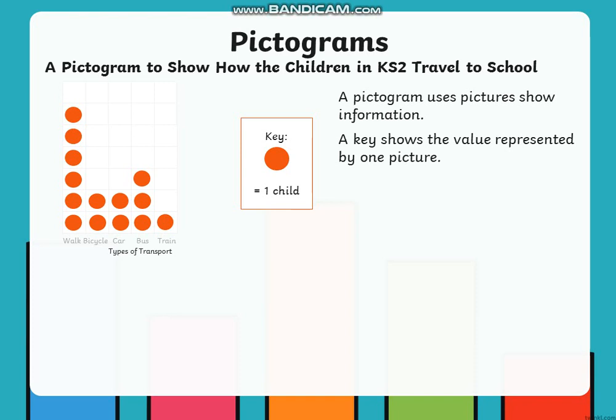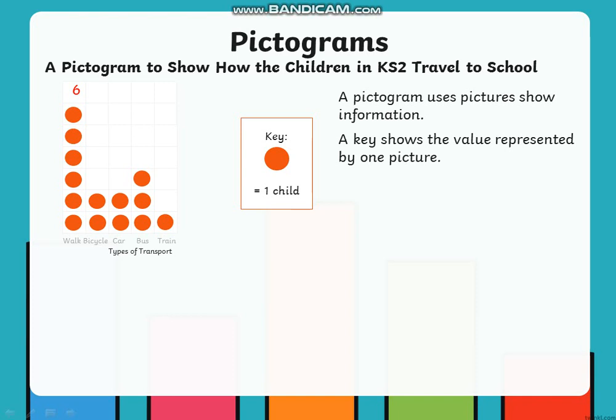Before we start answering our questions, we first have to figure out how many children go walking. So let's count the circles and see. It's 1, 2, 3, 4, 5, 6. So we find 6 circles in front of the walking. So that means 6 children go walking. And the bicycle, how many? Let's count the circles. 1, 2. It's 2 children who go using the bicycle.